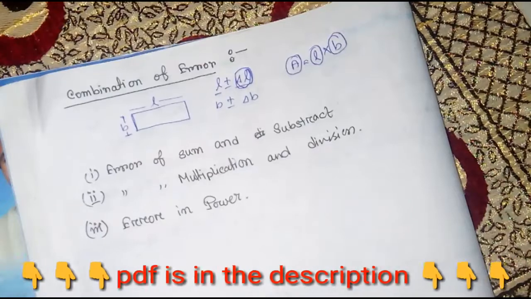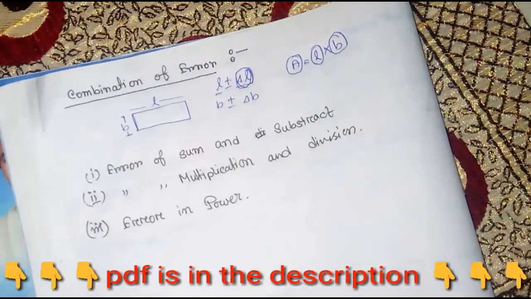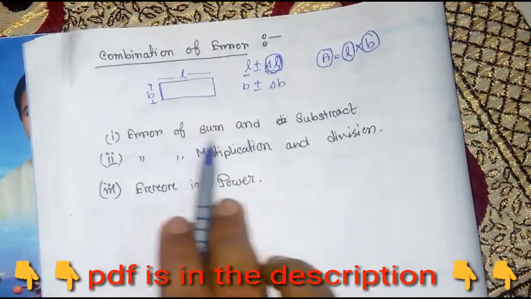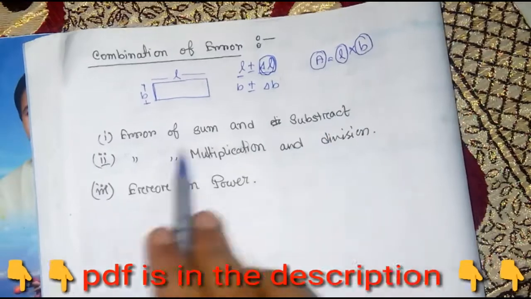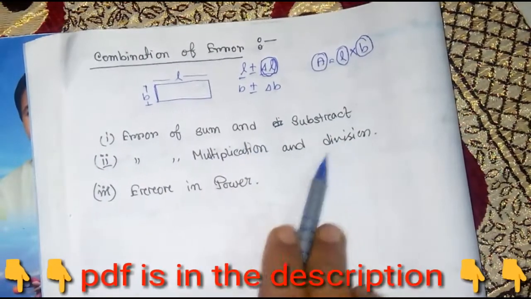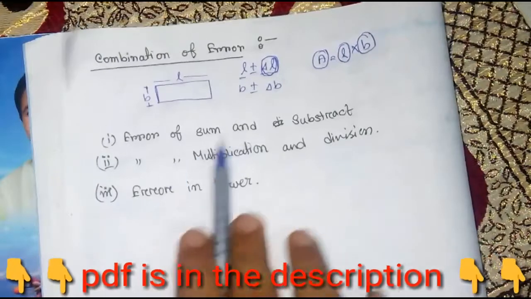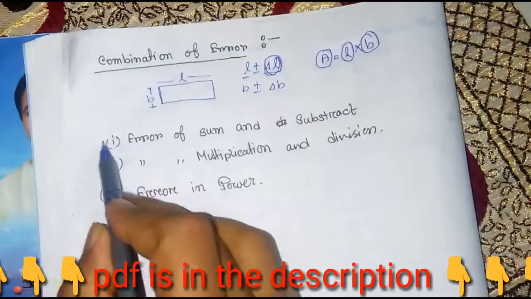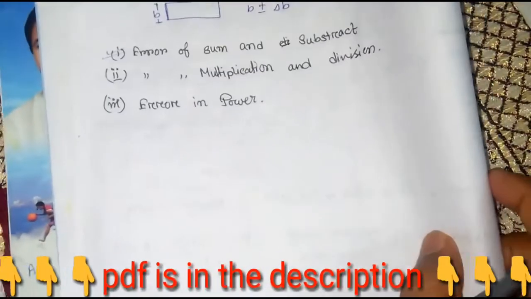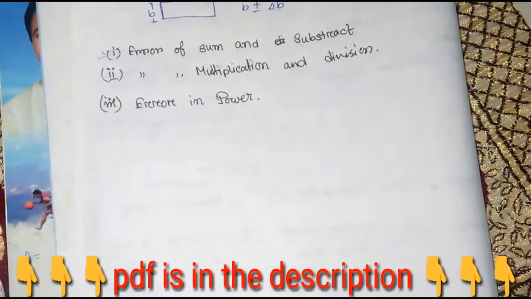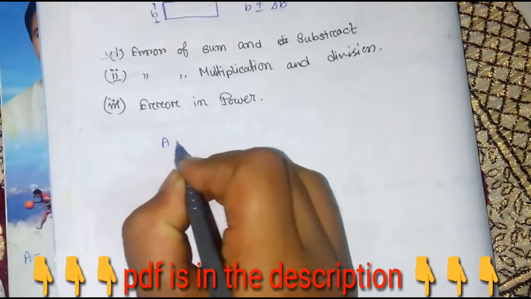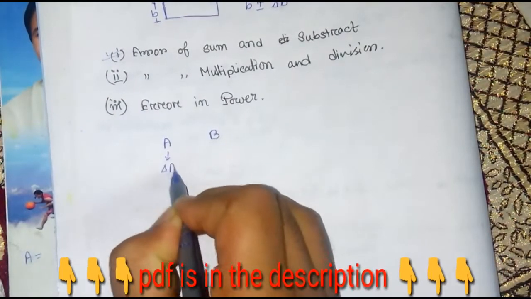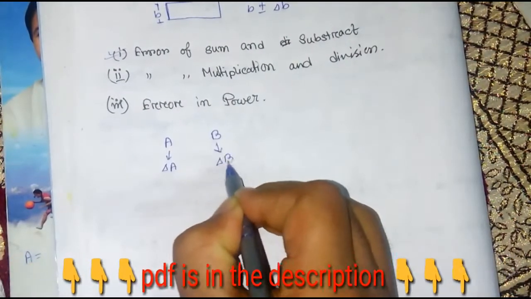So how do we calculate the combination of errors? Error can be of sum and subtraction, error of multiplication and division, and error of power. We have to know the formulas. These are the combinations of error. Let's see first the sum and subtraction. How do we calculate the errors in sum and subtraction? Suppose a value is a and another value is b. So a has an error delta a and b has an error delta b.